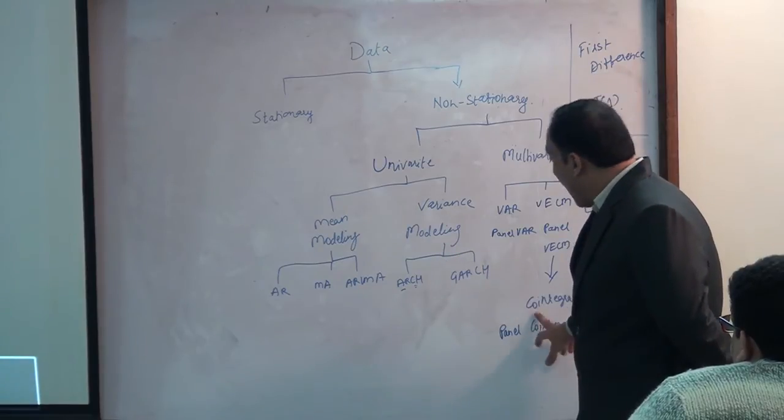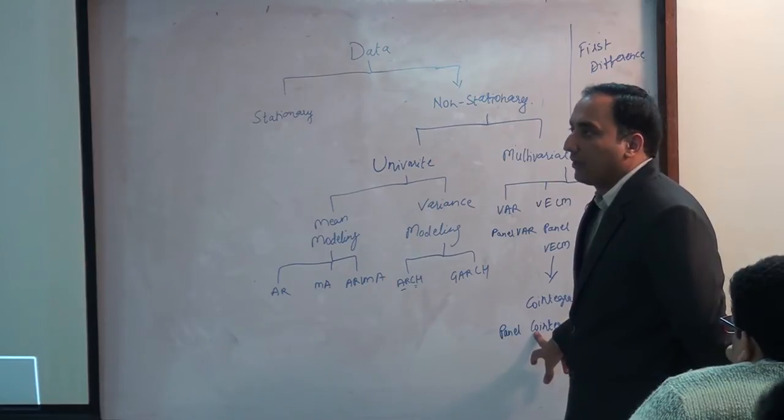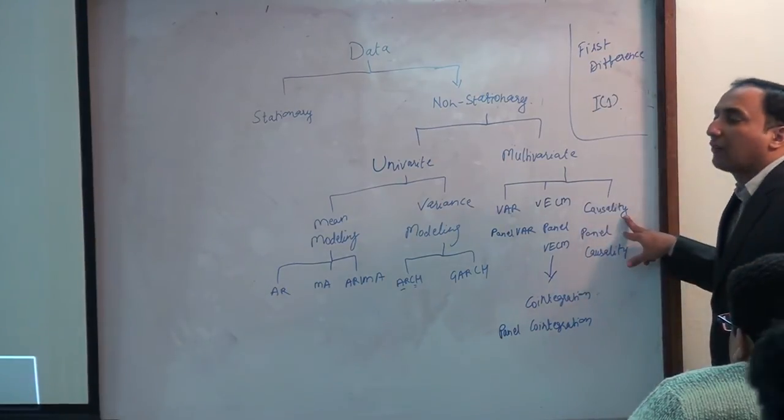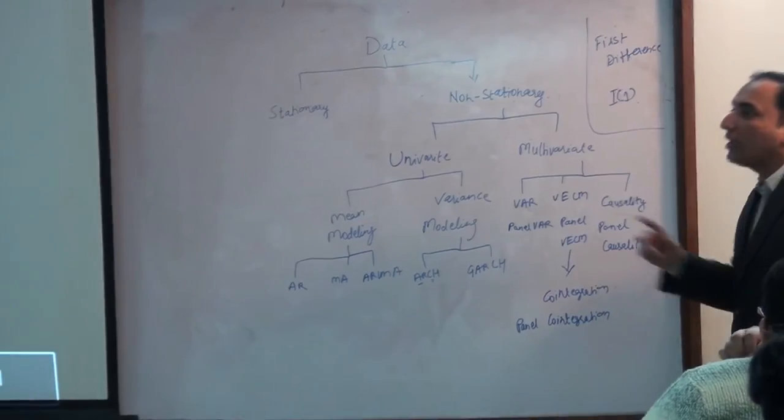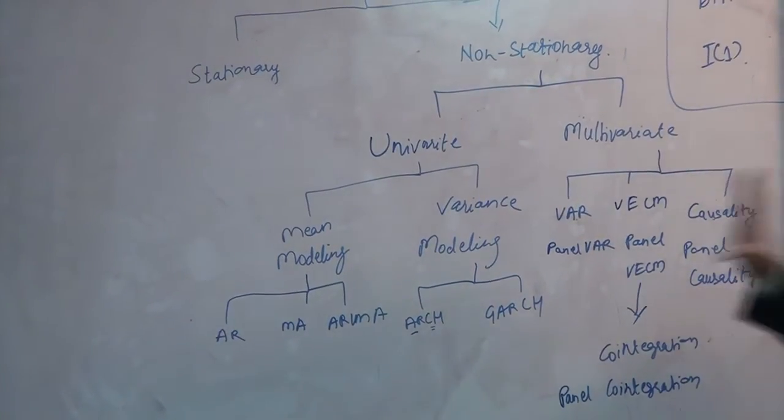Right? Then I will go for panel co-integration. And the final thing is I will ask for causality. So what is causing what? This is how you should go about doing it.